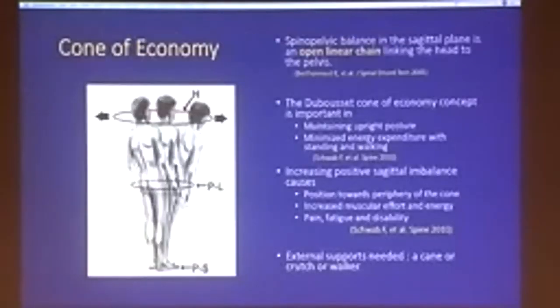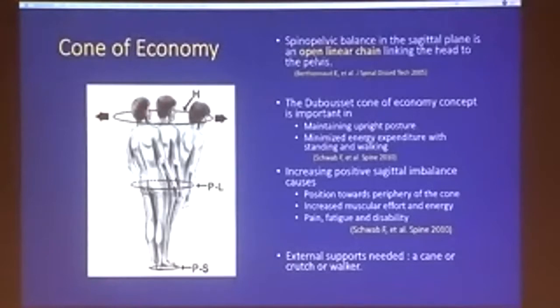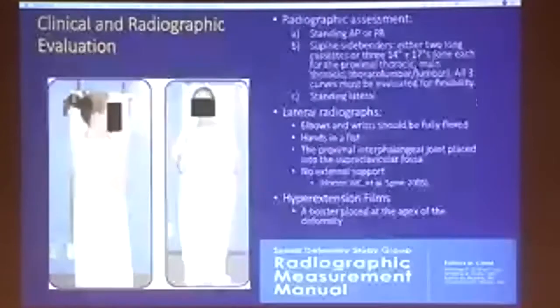Cone of economy is important to understand. Spinopelvic balance in the sagittal plane is an open linear chain linking the head to the pelvis. So it's all the way from top to bottom. If you stay in this cone, then obviously you're not going to put pressure on any of the muscles. But if you go outside this cone, then you cause problems for yourself. So it's important to understand that.